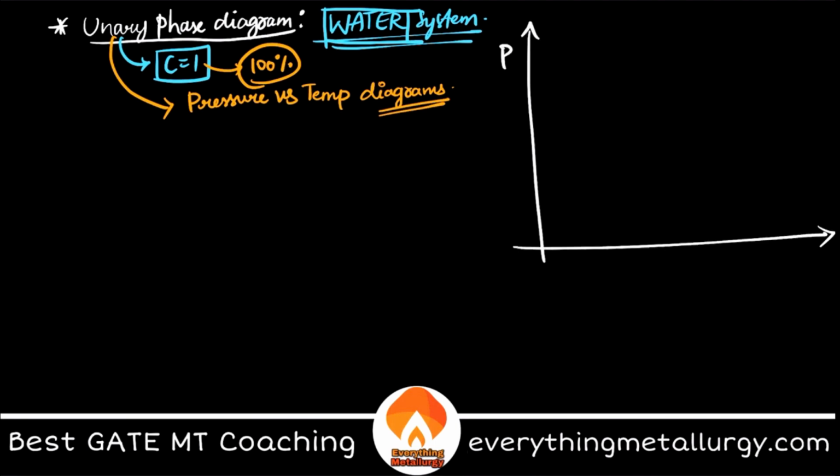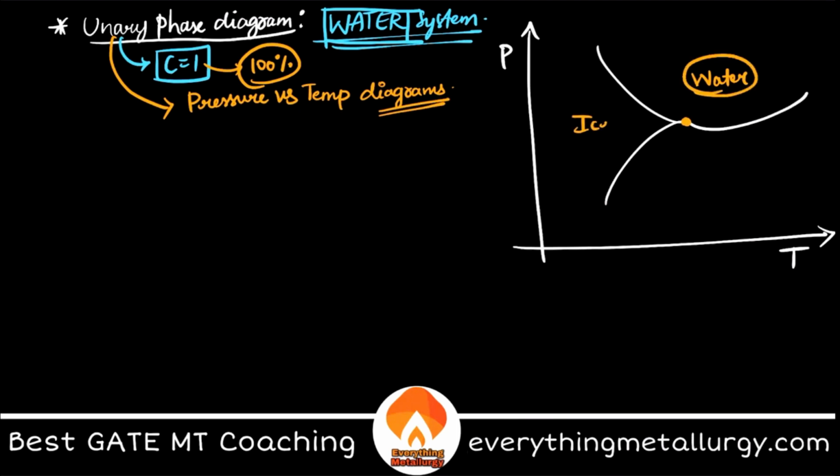Pressure on the y-axis, temperature on the x-axis. Okay. And for water, you will see something like this. This is the unary diagram for the water system. Okay. So somewhere here you will have water, which is the liquid phase. Here we have ice, and in this region you have vapor.